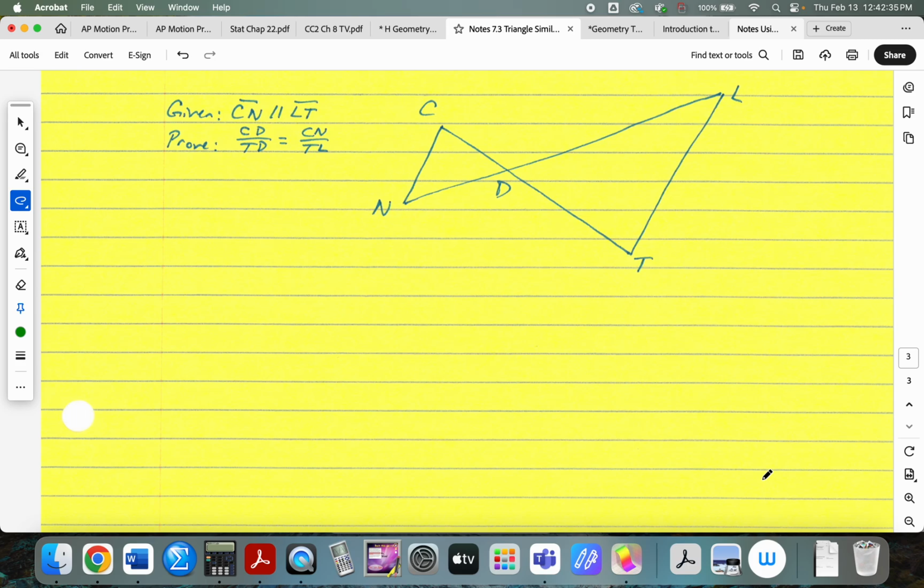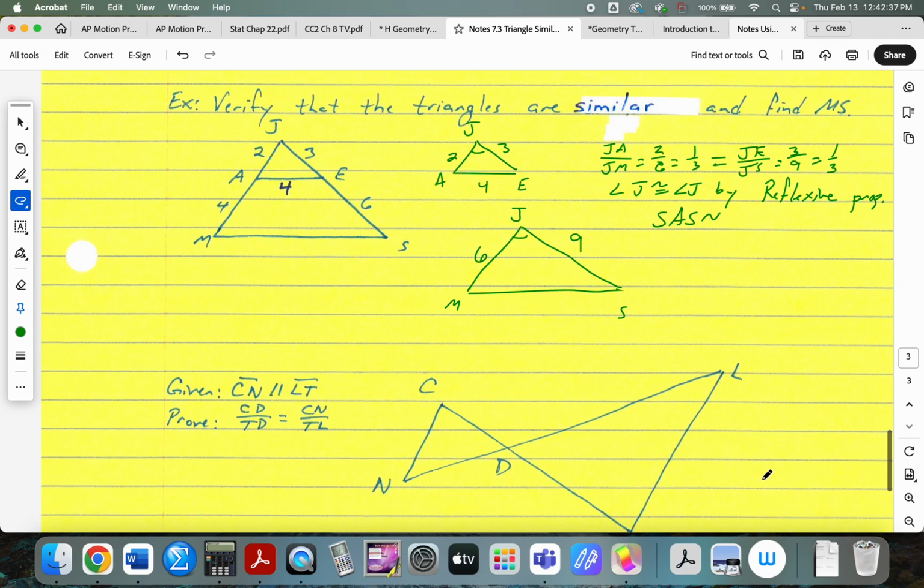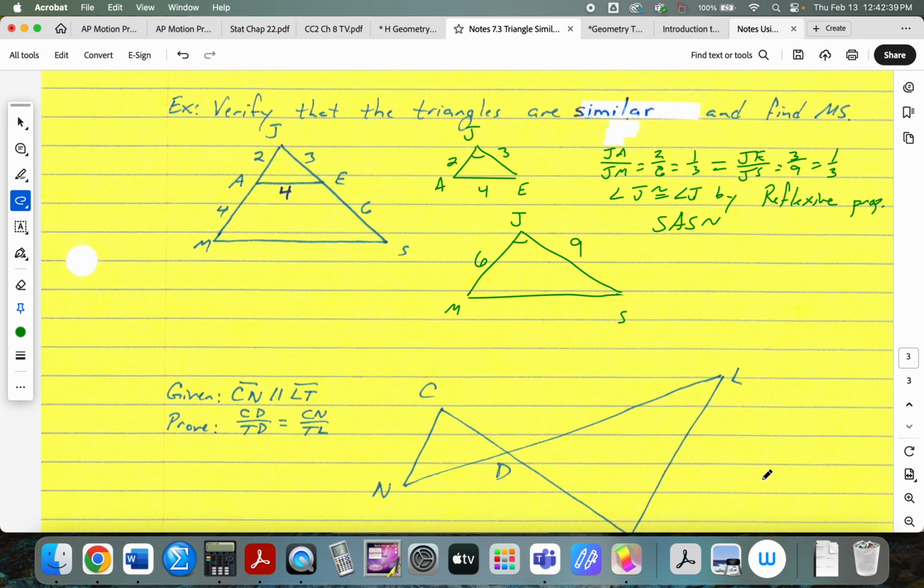Okay. Wait, don't we have to find MS? Oh yeah, we should find MS. It did ask us to do that. Well, we know the ratio of the sides is 1 to 3, right? So 1 is to 3 as what is to what? 4 to MS. Yeah, 4 is to MS. So a pretty simple cross multiplication gives us that MS is equal to 12.